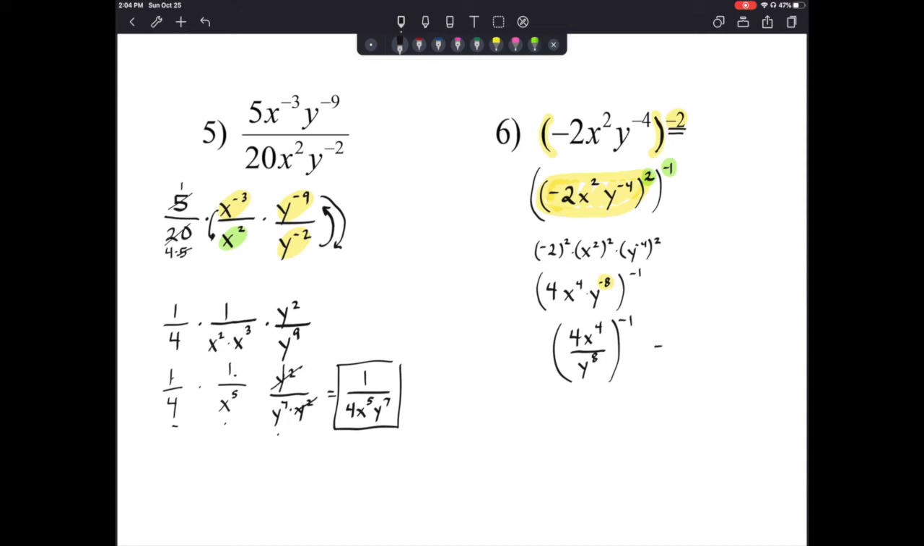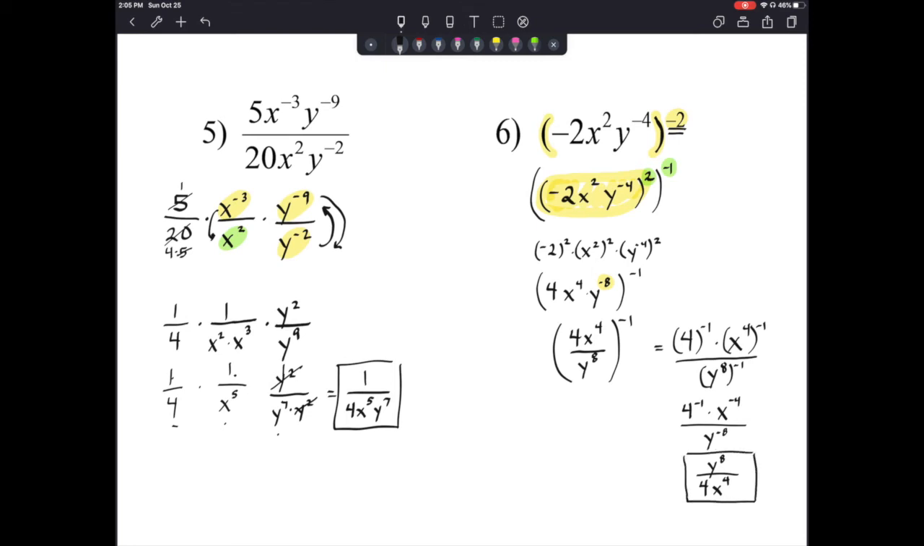Now, if we took this and we applied those properties and we raised everything to the negative first power, it would just be like saying 4 to the negative first times x to the negative fourth, divided by our y to the negative eighth. We just have to take everything and flip it over, right? We'd move our y to the top, make the exponent positive. Our 4 would move to the bottom, become a positive exponent, and then we'd have an x to the fourth down there. Okay, that is the correct answer, y to the eighth over 4x to the fourth.